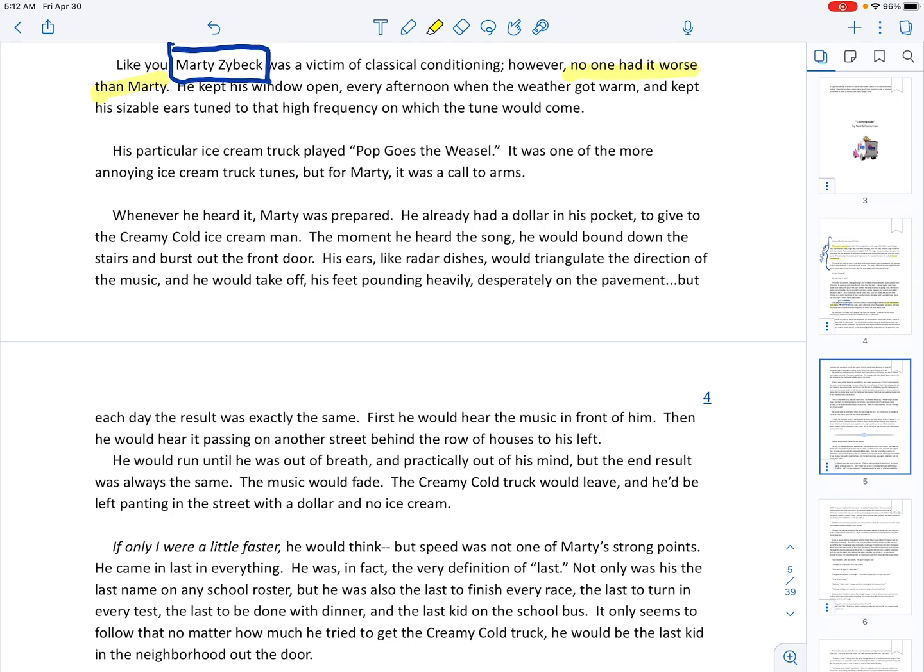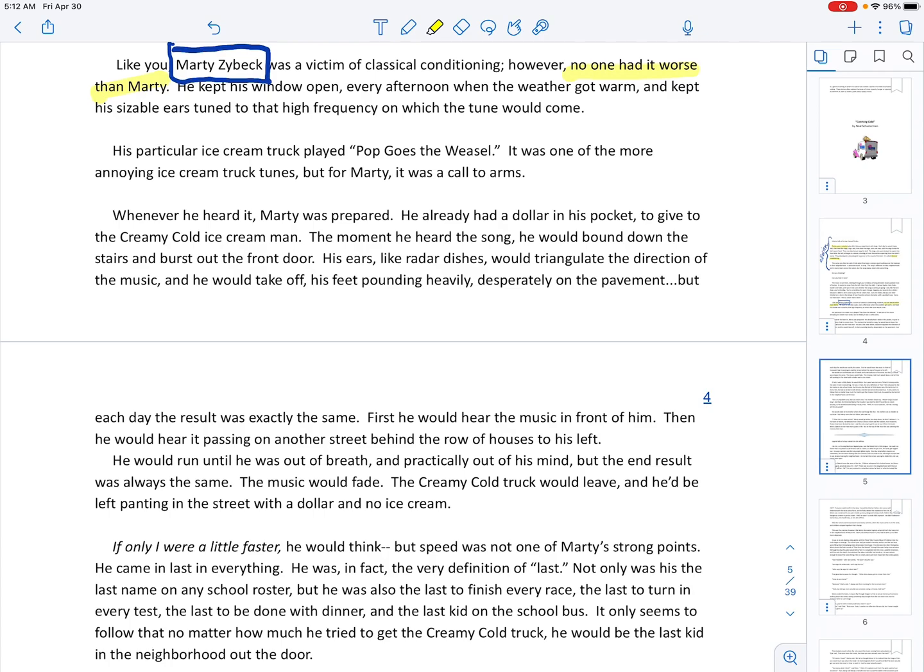But each day, the result was the exact same. First, he would hear the music in front of him. Then he would hear it passing on another street behind the row of houses to his left. He would run until he was out of breath and practically out of his mind. But the end result was always the same. The music would fade. The creamy cold truck would leave, and he'd be left panting in the street with $1 and no ice cream.